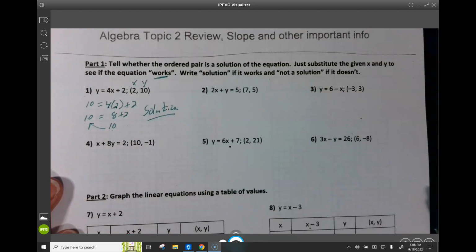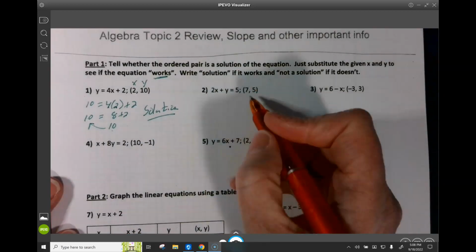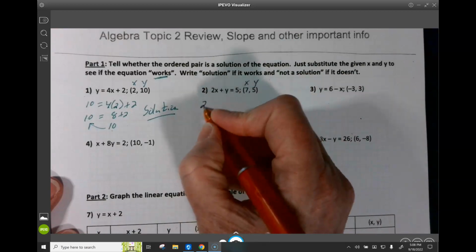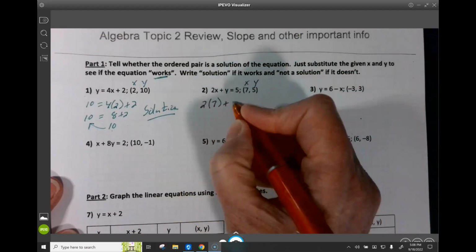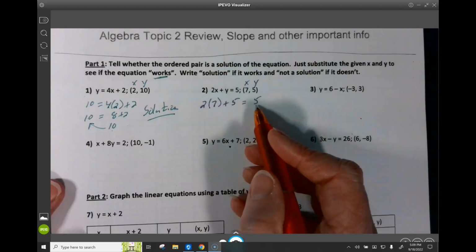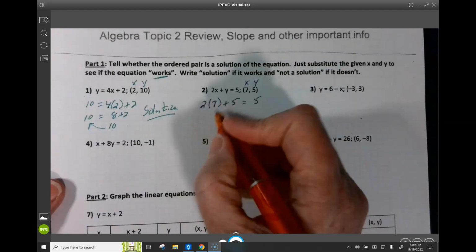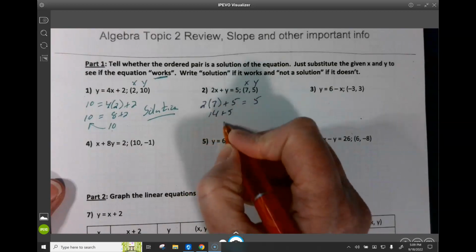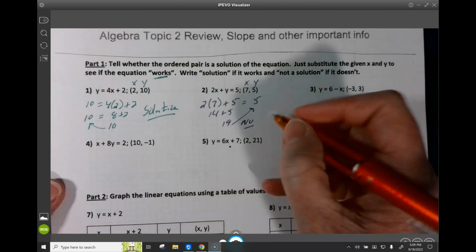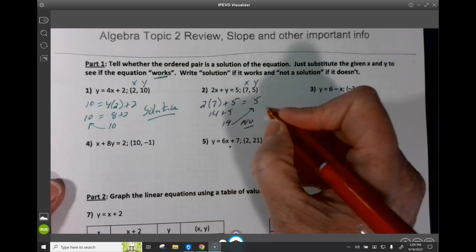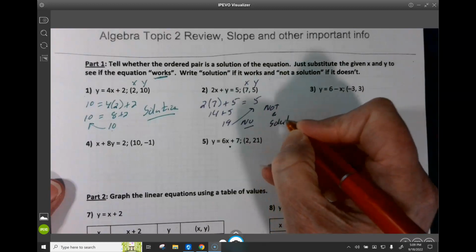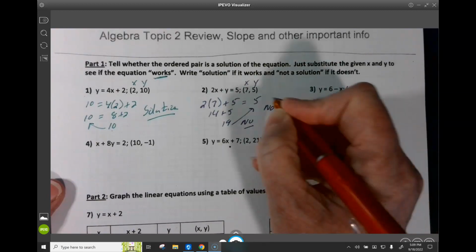Okay, let's look at number 2. With number 2, we do the same thing. Again, this is x, this is y. So in place of x, I'm going to put 7. And in place of y, I'm going to put 5. So this side is totally simplified. I'm just going to leave it alone. I'm going to do this side. 2 times 7 is 14, plus 5 gives me 19. Is that equal to 5? No. So this is not a solution. Not a solution. So we don't say no solution here. We actually have to say not a solution.